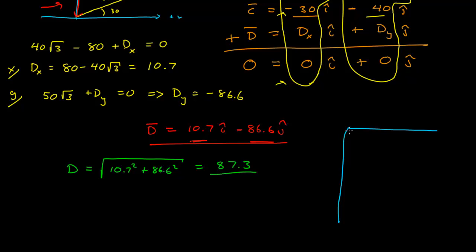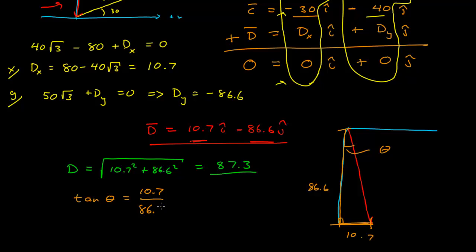So we have this vector that comes like this, and it makes a right triangle, where this side of the triangle we know has a length of 10.7, and this side of the triangle has a length of 86.6, and so that allows us to find this angle theta, because tangent of theta is equal to 10.7 over 86.6. And I can plug that into my calculator to find the angle.